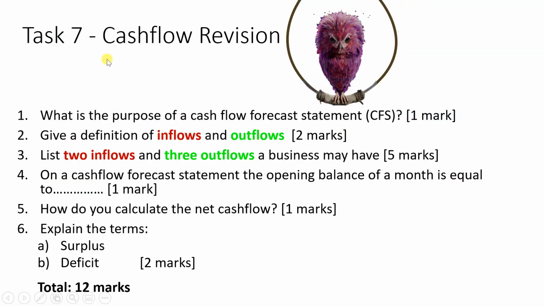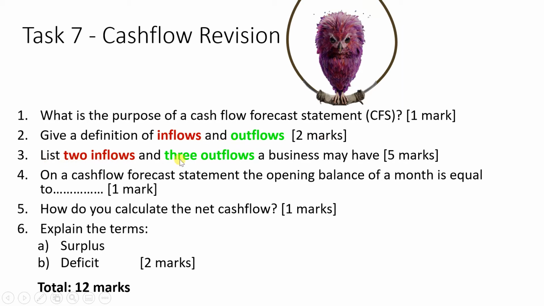Task 7 then, the cash flow revision. This is it. These are your questions that you're going to have for your assessment, and the number of marks are at the end. Question 1, what is the purpose of a cash flow forecast statement? 1 mark. Try and do that without looking back. Give a definition of inflows and outflows. 2 marks. That's 1 mark per definition.